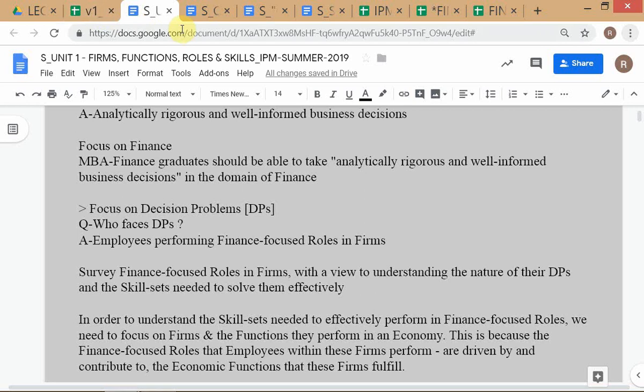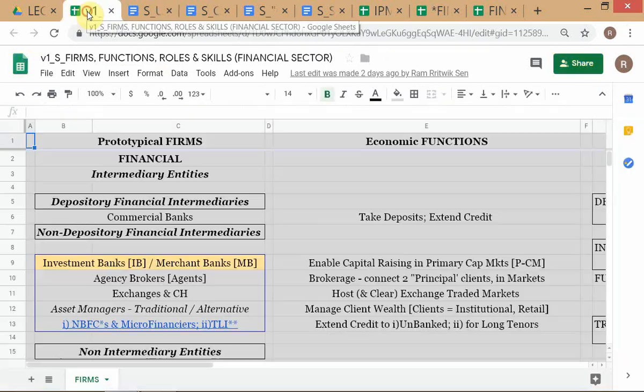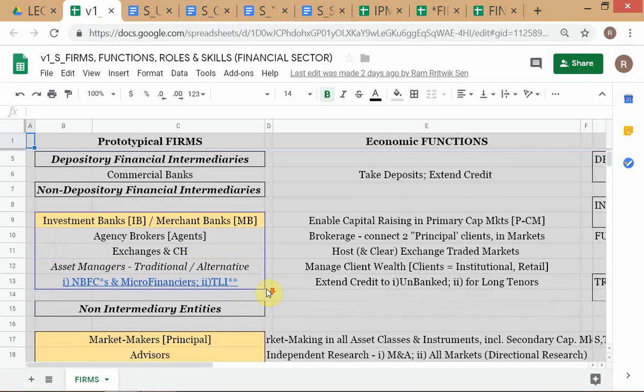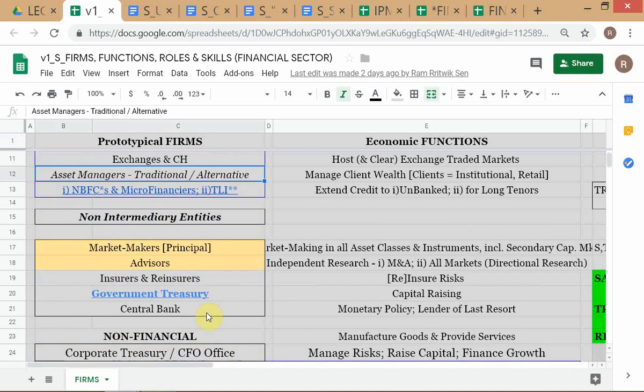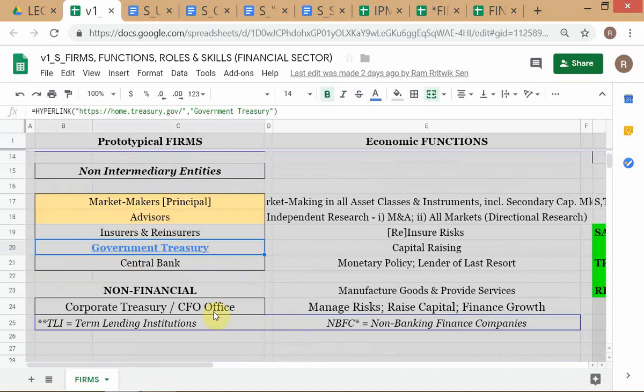Yeah. Okay. So you have to be prepared to take better decisions and solve the decision problems in a more analytically rigorous and effective way. So who faces decision problems? It's the employees who are performing these finance focused roles in these types of firms. Either you're working in a commercial bank or in an investment bank or in an asset manager, or in a government treasury or in a corporate treasury.